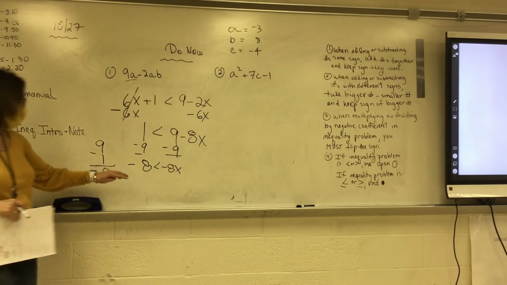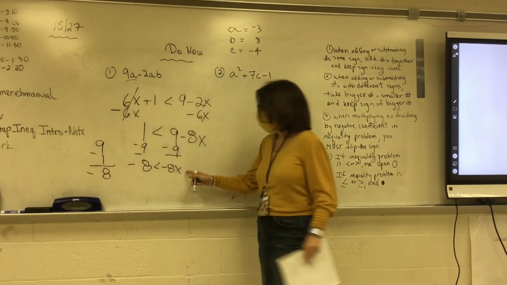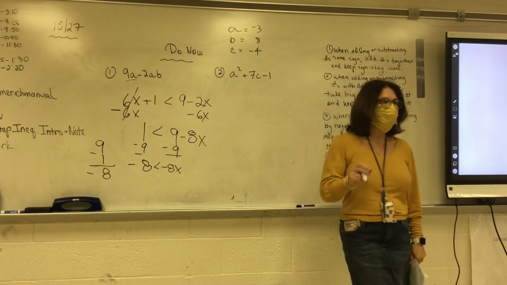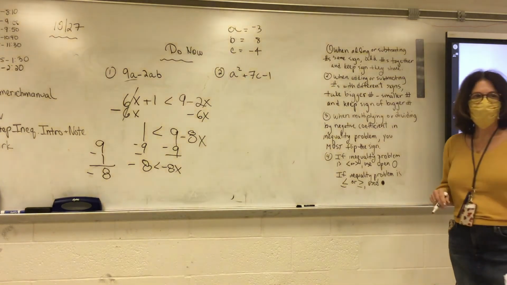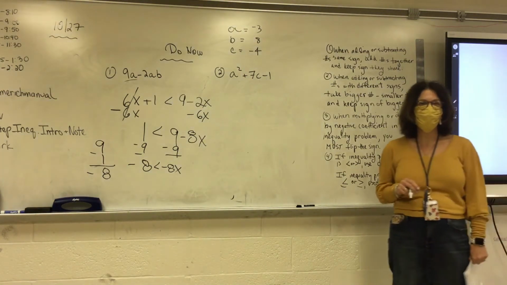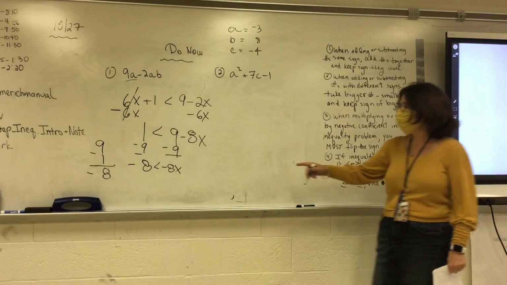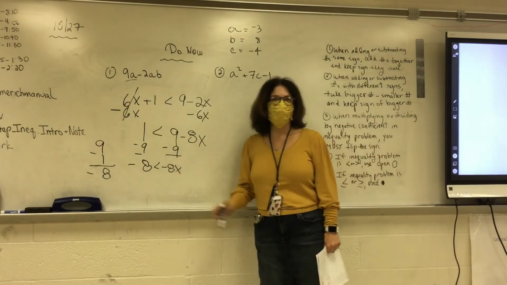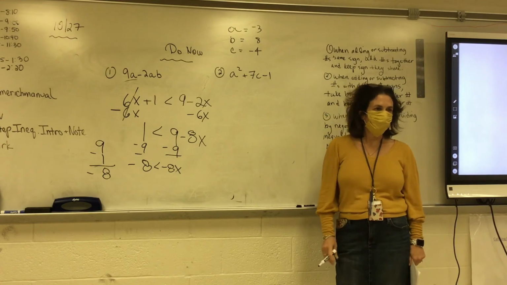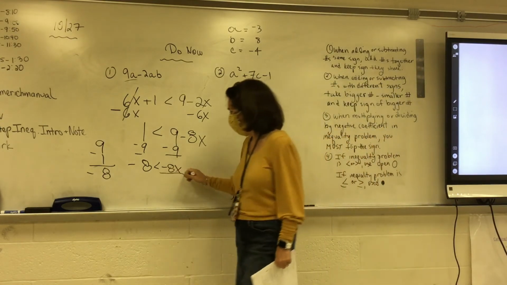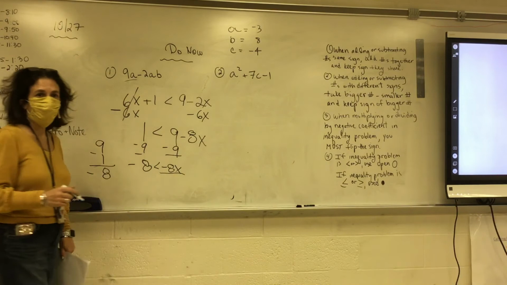Okay. So right now, my x is being what by what? And I'll give you a little hint. My x is being multiplied. My x is being multiplied by negative 8. What is the opposite of multiplying by negative 8? Divide by negative 8.